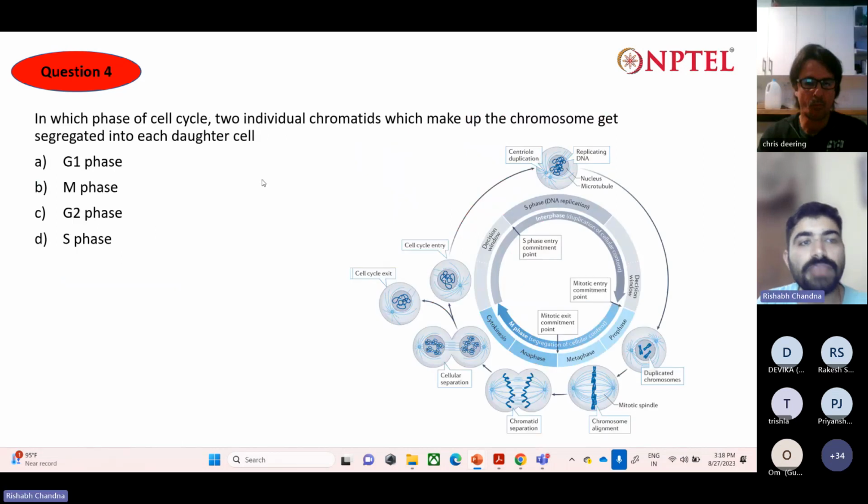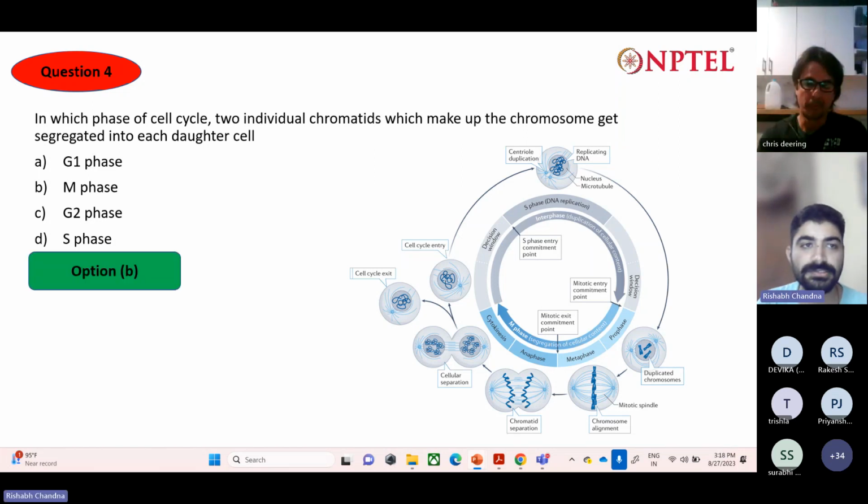Yeah. So in which phase of the cell cycle do the two individual chromatids which make up the chromosome get segregated into each daughter cell? So can anybody guess what the answer can be? G2 phase. G2. Okay. Anybody else? M phase. Okay. Any other answers? Hmm. M. So yes, the correct answer is M phase. That is option B, as you can see in the figure itself.